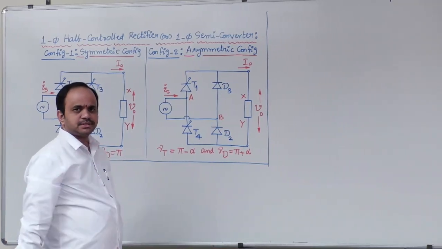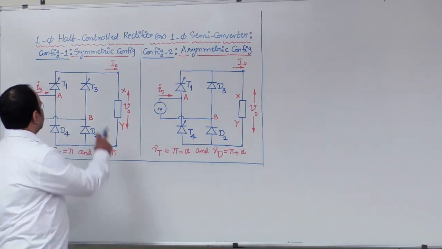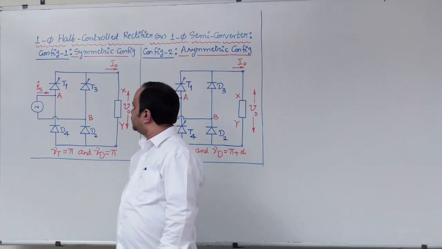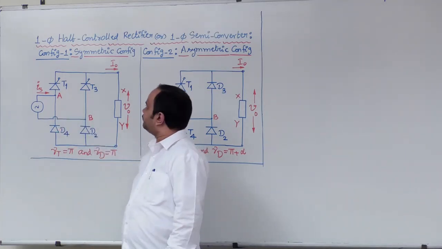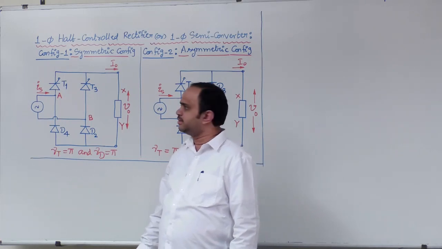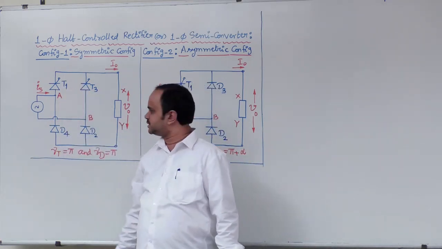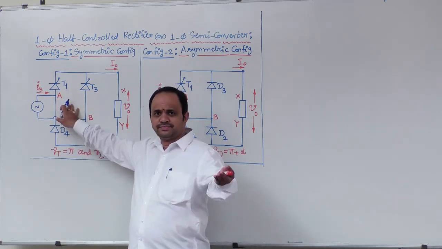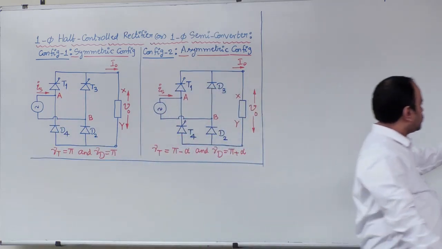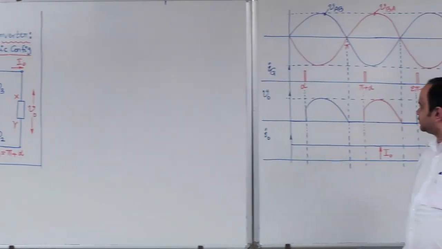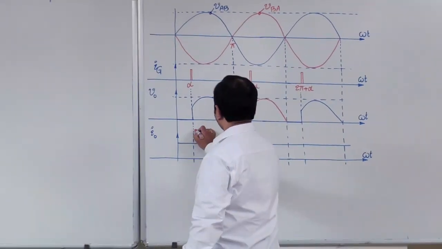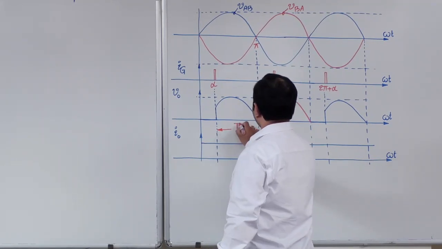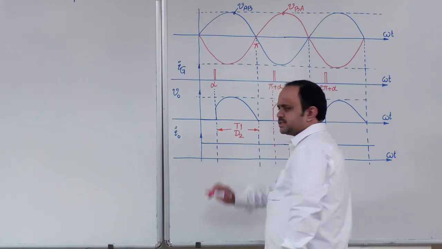Now, let us discuss one special case particular to this configuration 1. Okay, just recollect from your previous lecture. Configuration 1 is named as a symmetric configuration, where upper half devices are thyristors, lower half devices are diodes. So, a previous waveform I just quickly had drawn here just for reference. What are the conducting devices alpha to pi? Okay, T1, D2 devices were in conduction.